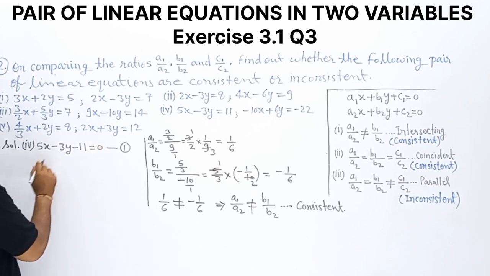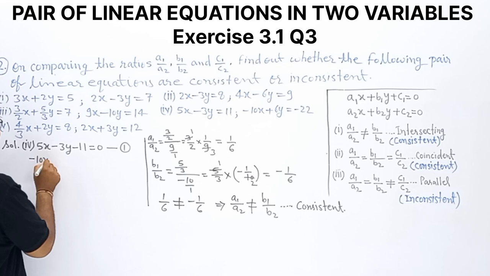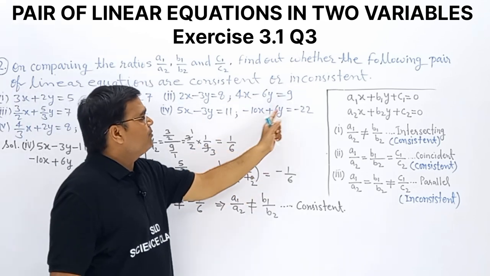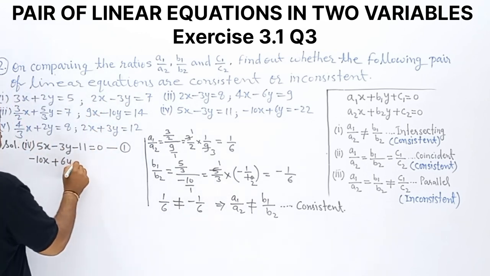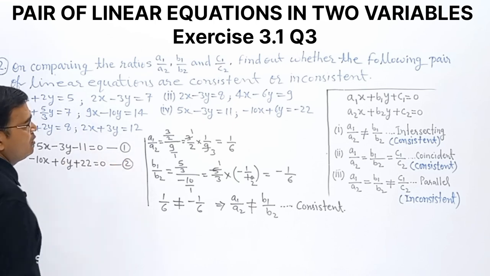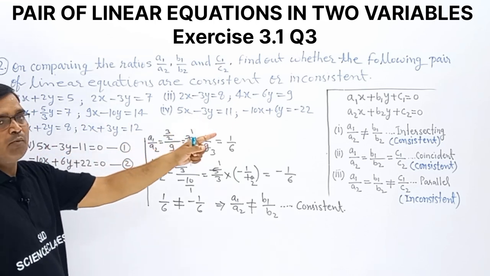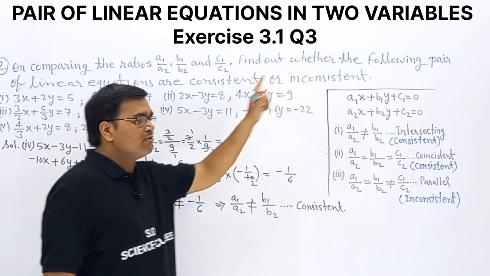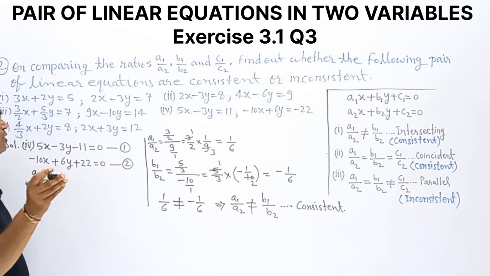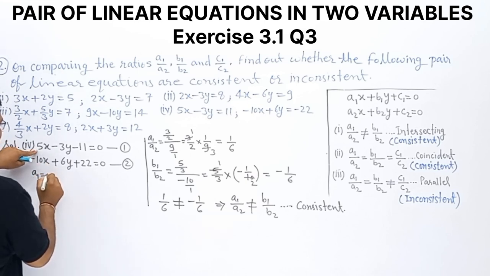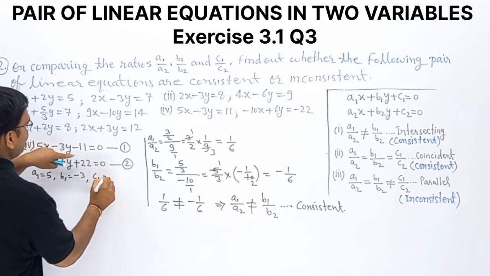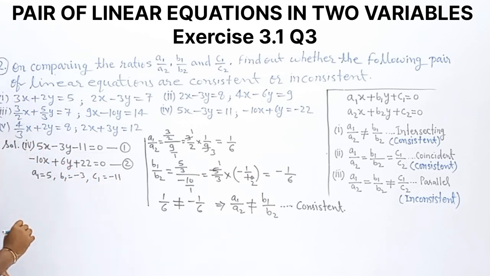Now the next equation, minus 10x plus 6y, again transpose from the right to left, then what we are getting, minus, so this will be positive, plus 22 equal to 0. This will be equation number 2. Now these equations are in the general form. Compare from the general equations. So what will be the values of A1 B1 C1 and A2 B2 C2? A1 will be the coefficient of x, 5, B1 will be minus 3, and C1 equals minus 11. Clear? Write carefully.